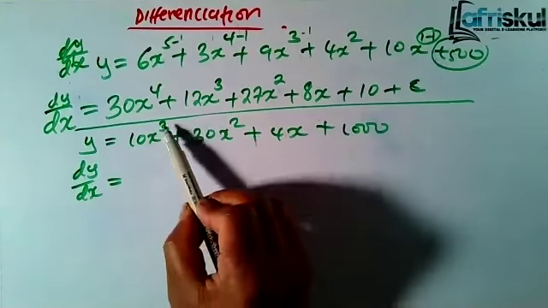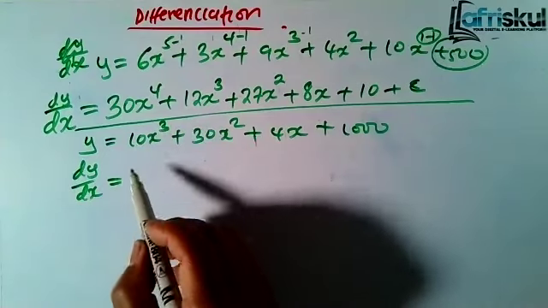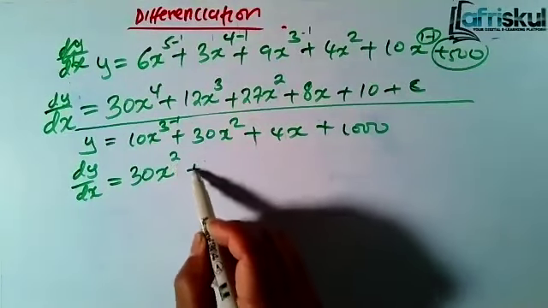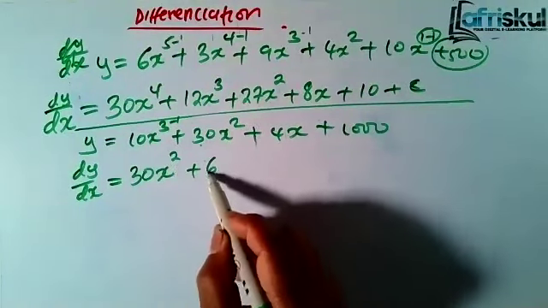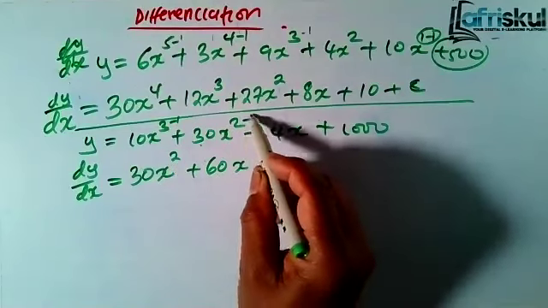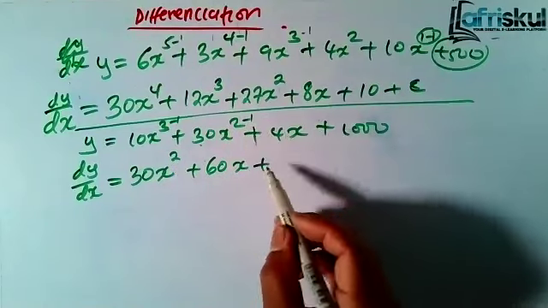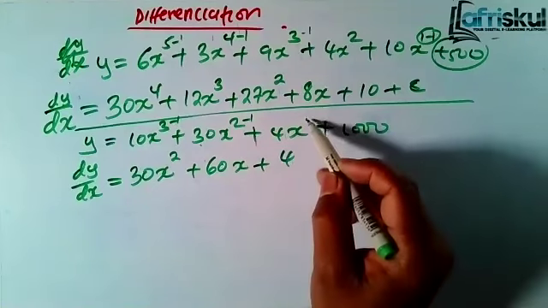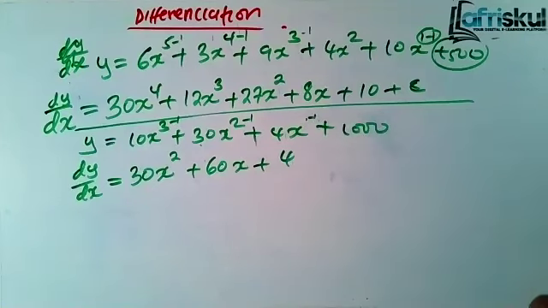So it will be 10 times 3, you get 30x, 3 minus 1 squared, plus 30 times 2, you get 60x, 2 minus 1 becomes x raised to power 1, plus 4x, this is the same as x raised to power 1, 1 times 4, you get 4, 1 minus 1 disappears. Good. So now let's continue. That's all about differentiation.